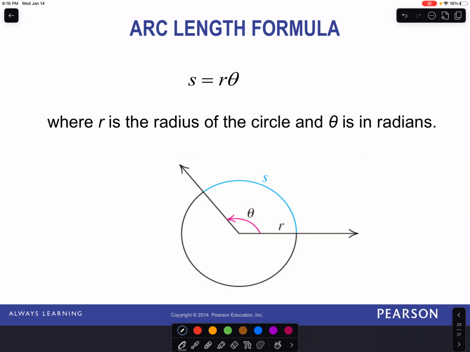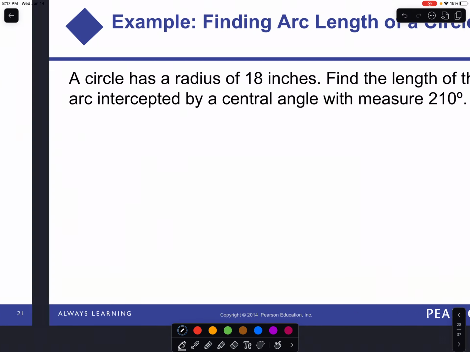So arc length formula, S equals R theta, where r is the radius of the circle and theta is in radians. So s is the length of the arc, right? So arc length, s equals r theta. We kind of mentioned this, but that's how I remember it. The main takeaway here is that theta needs to be in radians. So whenever we're using that theta, we got to make sure that it's in radians.